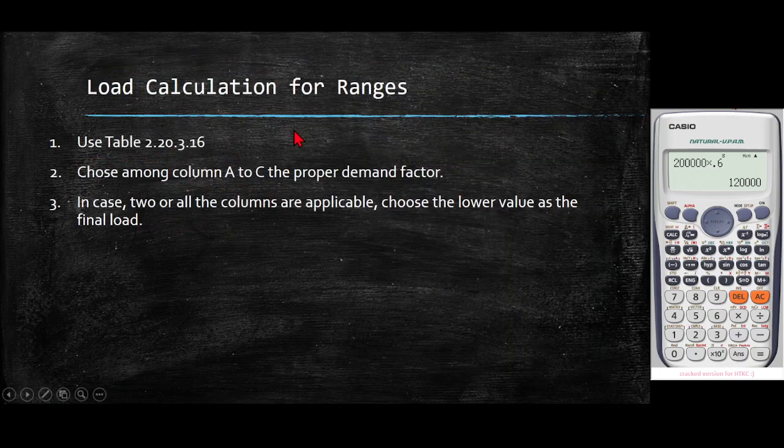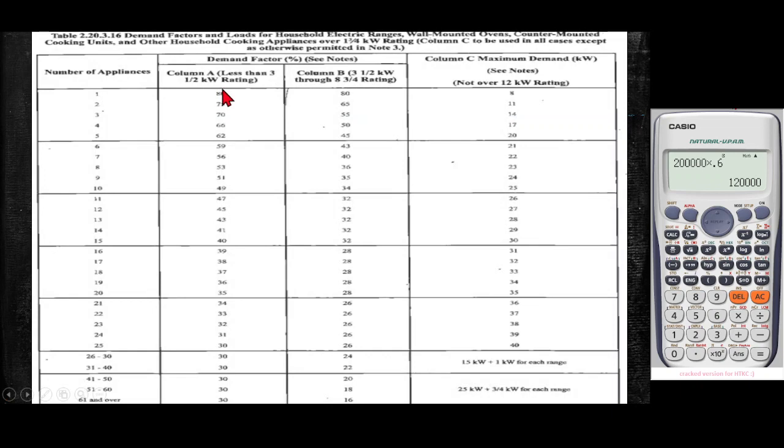Then we have load calculation for ranges. So for this one, we use the table 2.20.316. Choose among column A or column C to find the proper demand factor. So in case two columns are applicable, hanapin natin kung ano yung lower value. Okay? So ito yung mga table, no?